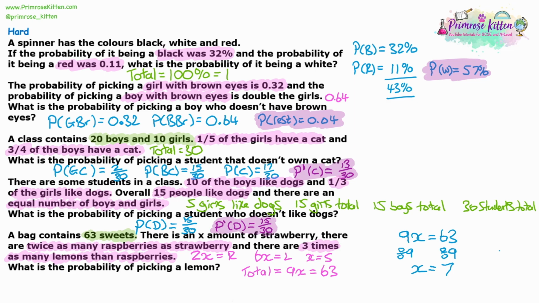So that means there are 7 strawberries. There are 2 lots of 7, 14 raspberries. There are 6 lots of 7, 6 times 7 lemons. And we ask, what is the probability of picking a lemon? So it's out of 63, lemon is 6x, 1x is 7, so we're going to do 6 lots of 7, which is 42. There is a 42 out of 63 chance of picking a lemon.